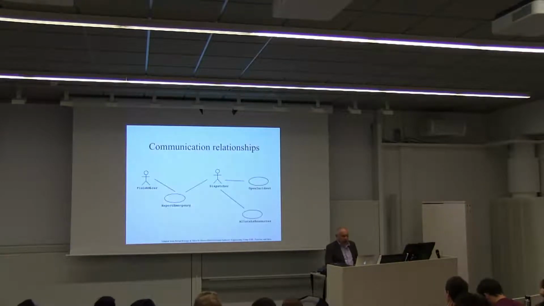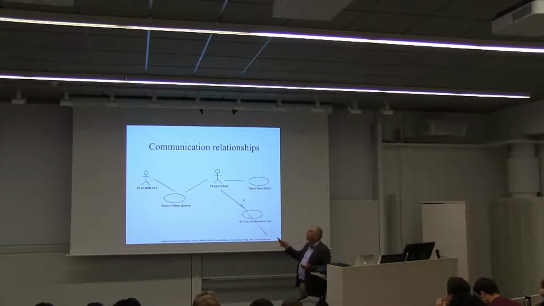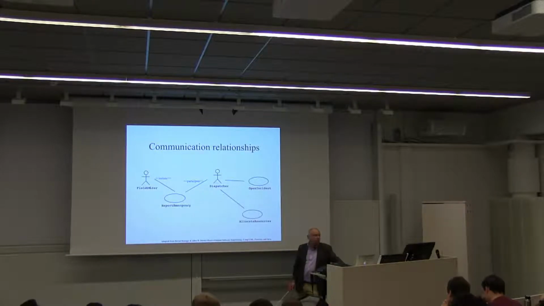So, first, I didn't mention, but one more thing can be done. You can also put communication relations on your diagram. It means that you not only have officer and dispatcher and use cases, but also who is doing what. How can you do it? For example, via stereotypes. Okay? It means that the field officer initiates this case, and the dispatcher participates. This will also be easy. And then the dispatcher initiates open incident, and also initiates allocate resources.